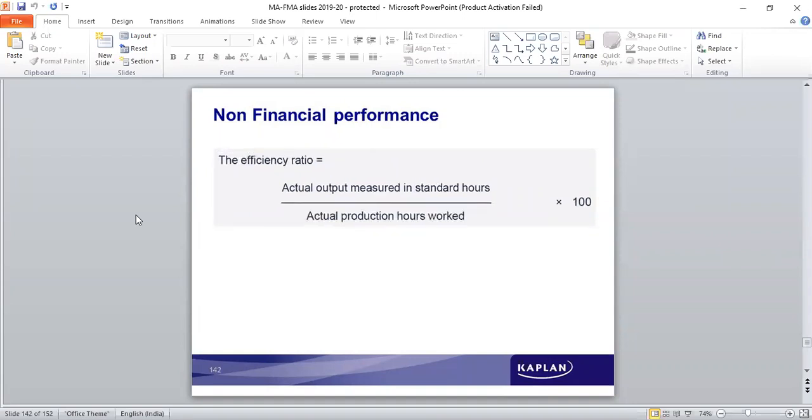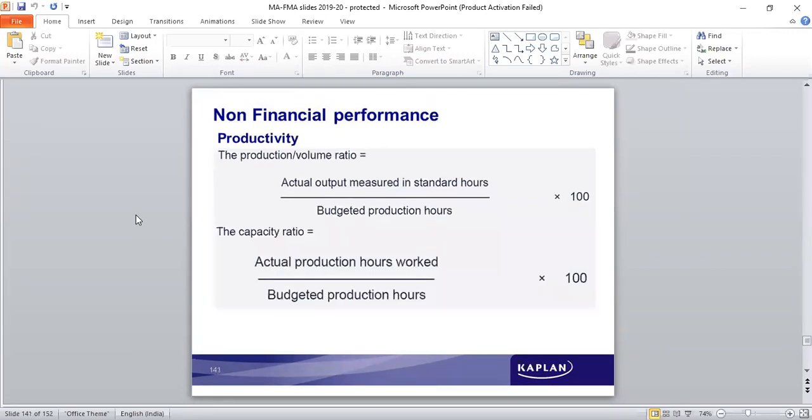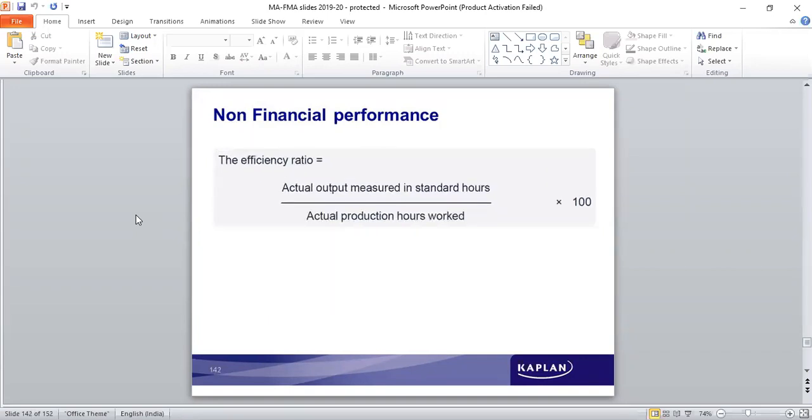The efficiency ratio talks about actual production hours worked compared to actual output measured in standard hours. So that is about whether they were efficient, when the budgeted hours are compared with the actual hours consumed. So these are other things other than the ones which are taken from the financial statements. These things talk about their productivity and efficiency.